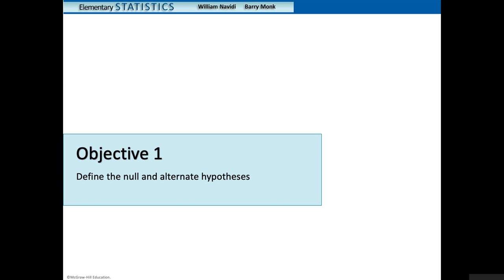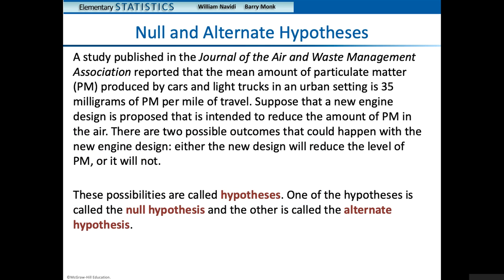Okay, so first off, define the null and alternate hypotheses. With any hypothesis test, the way the test is structured, there are always two different possibilities that we can state, which we call hypotheses. Let's go ahead and just read over this example to illustrate how this works.